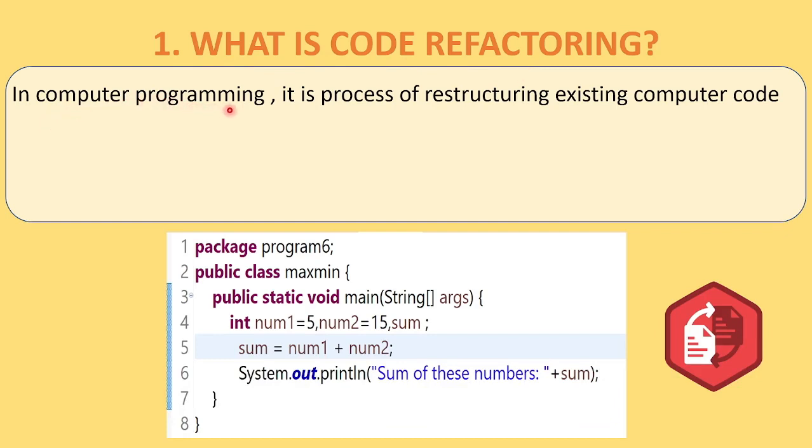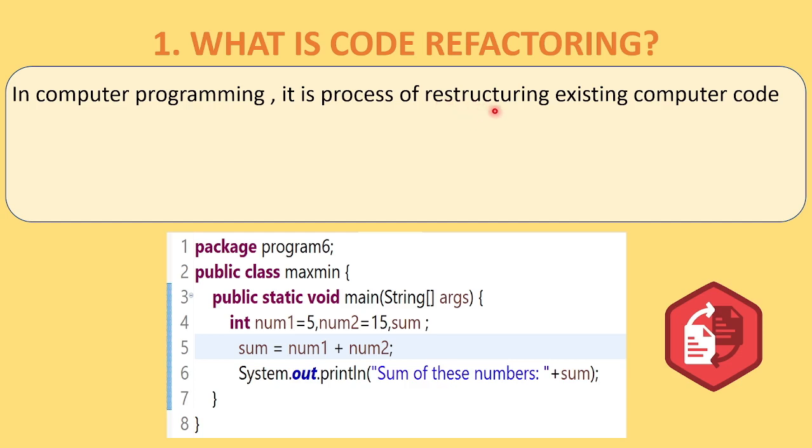In computer programming, it is a process of restructuring existing computer code. You write a computer program in any language like C++, Java, PHP. Okay, you can restructure the existing code which you have written. Why do we need to restructure the code? So that the complexity of the code is reduced and it is easier to understand and easier to read.